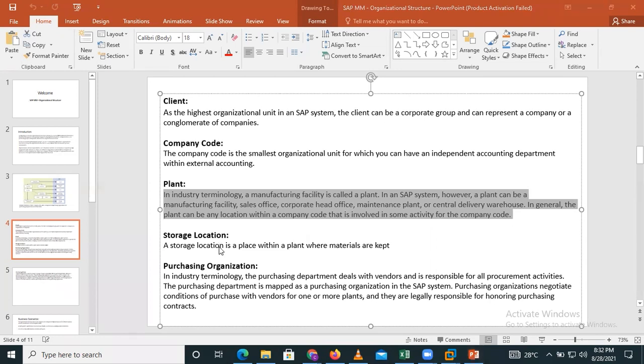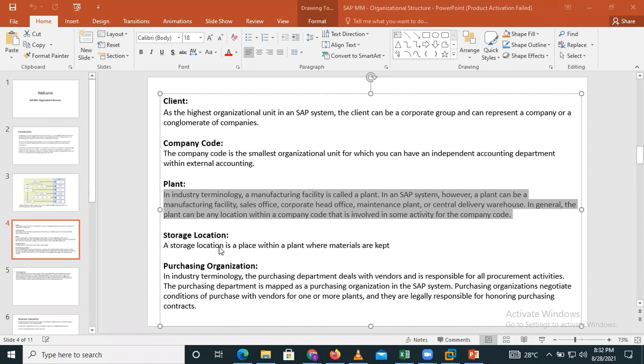For example, if my industry is the automobile industry, say Tata Motors, then Tata Motors has manufacturing or assembly facilities in Pune, Hubli, and Jamshedpur. So we have three plants: one in Jamshedpur, one in Pune, and one in Hubli, because we are providing manufacturing facility from these places.